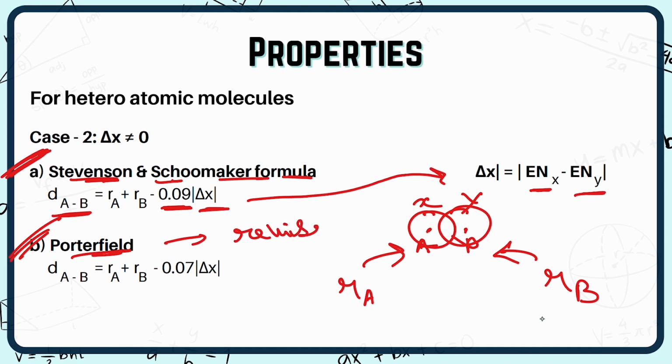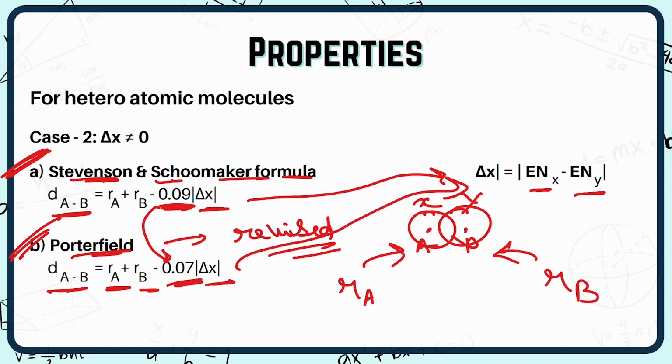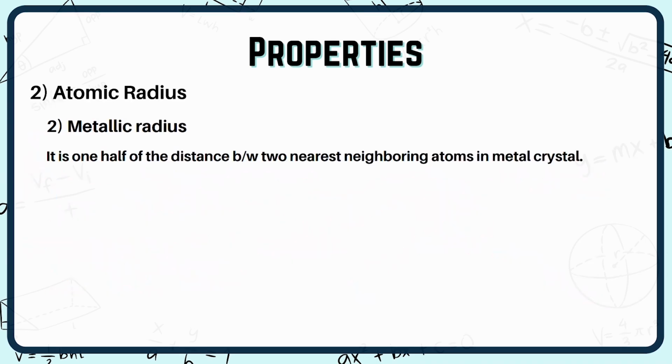Second, we have got Porterfield. It is a revised equation, okay, a better equation. It states d of AB is equal to R of A plus R of B, same. The factor gets changed here. It is not 0.09, it is 0.07. Same delta X, the difference of electronegativity. Okay, so if in the question nothing is stated, you will use this particular one, Porterfield. But if it is stated to use the other one, you will use that only. Got it? Let's move further.